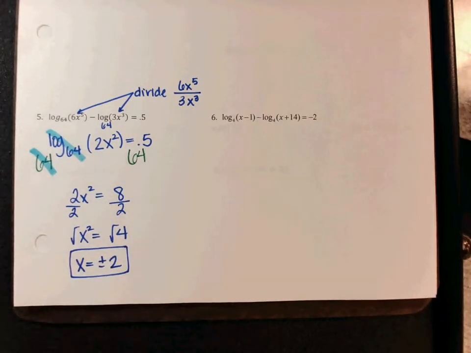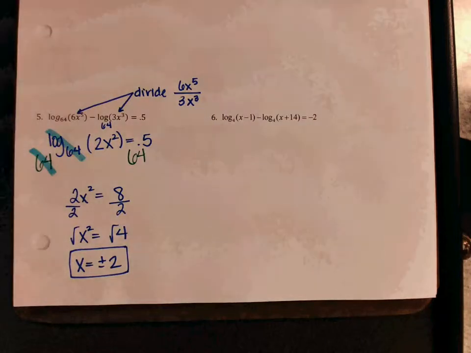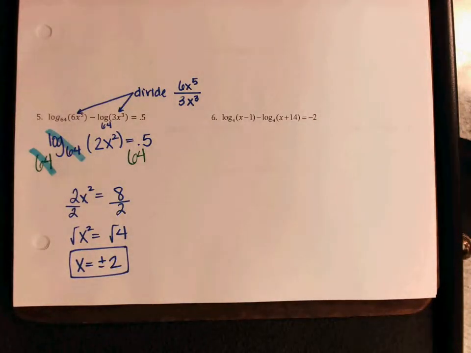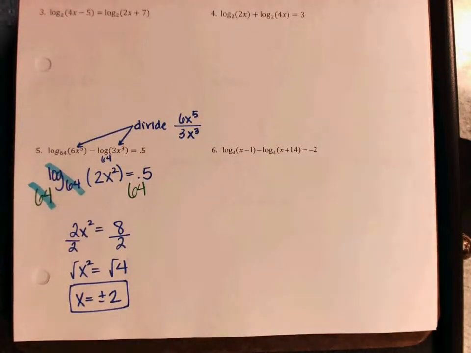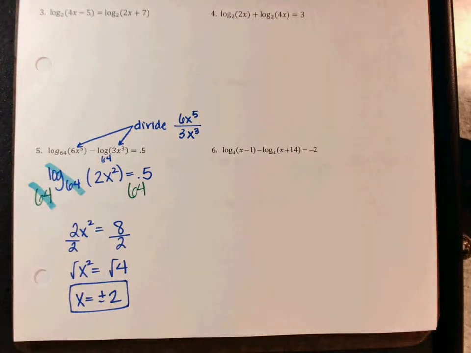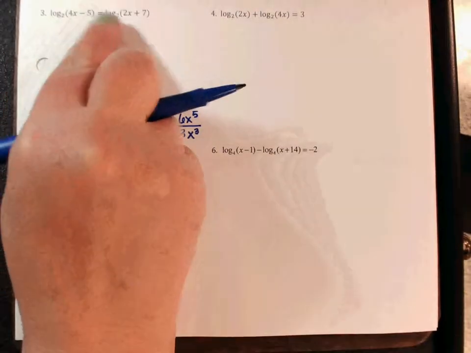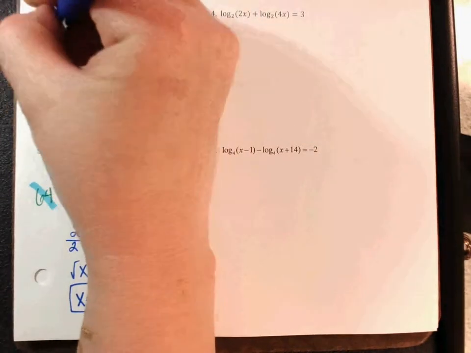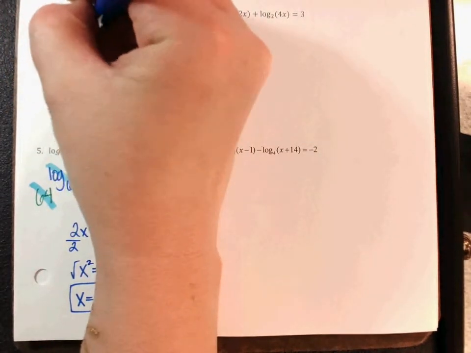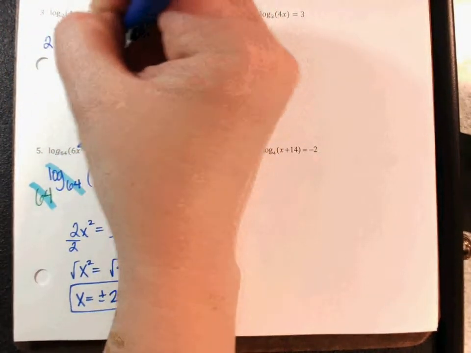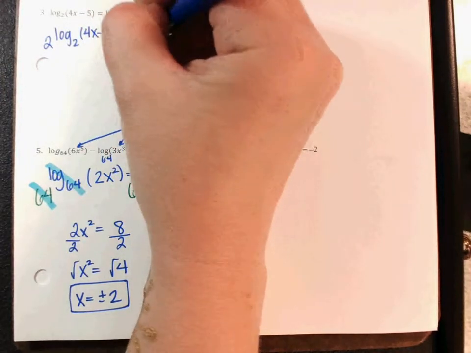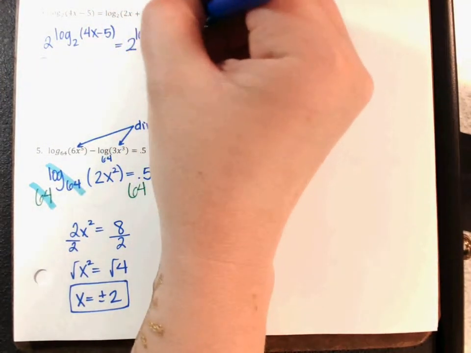And then actually, let's do maybe number 3, just to make sure you remember how to do it if there's logs on both sides. Okay, look at number 3 right above it. How do you fix it if there's a log on both sides? Does that change the plan at all? No, you still raise both sides. What base do I use? So I'd have 2 to the log 2 of 4x minus 5, and then 2 to the log 2 of 2x plus 7.